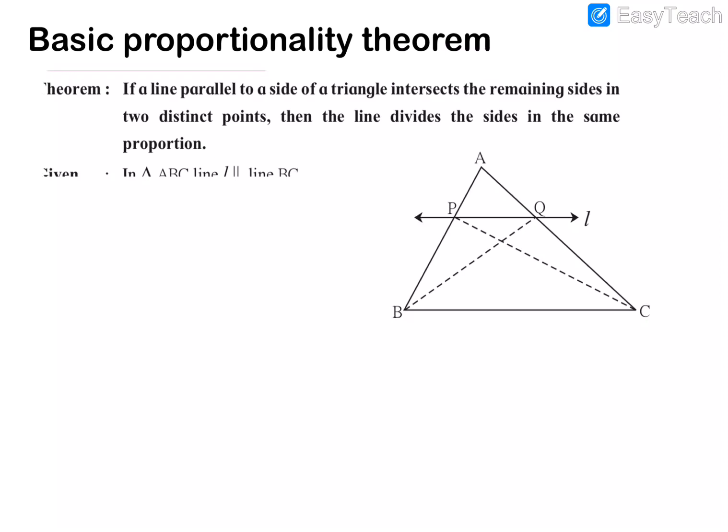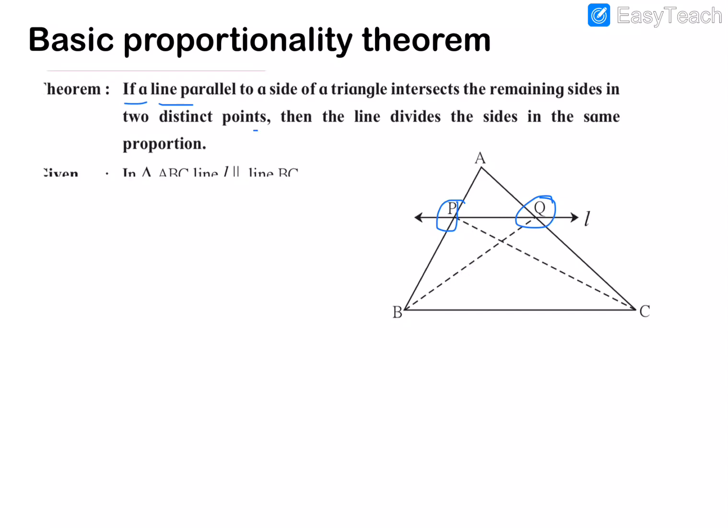In this theorem, the if part, starting from here till this comma, will be given, and we have to prove the then part, that is, the line divides the sides in the same ratio, same proportion. So we have to prove that this parallel line will divide the other two sides in the same proportion. The if portion is given, that is, a line parallel to a side of the triangle intersects the remaining sides at two distinct points.